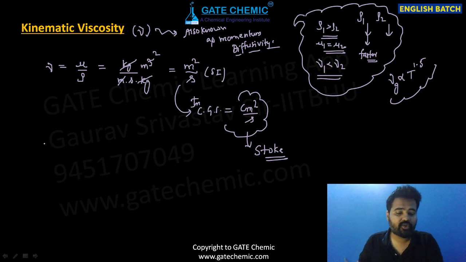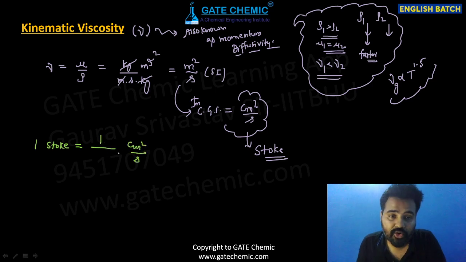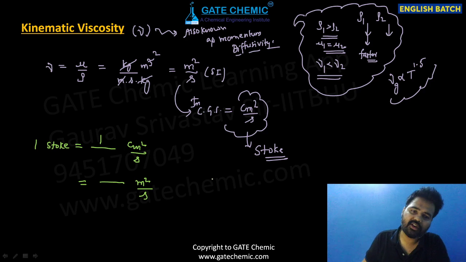Stoke is the unit of kinematic viscosity. And if I want to calculate, one Stoke equals how much centimeter square per second? It's 1, because Stoke is the unit of kinematic viscosity in CGS unit. Same way, if I want to calculate how much meter square per second one Stoke equals, it is very easy to calculate.